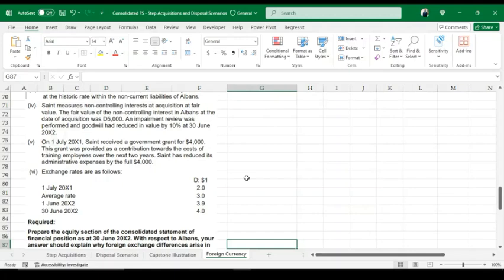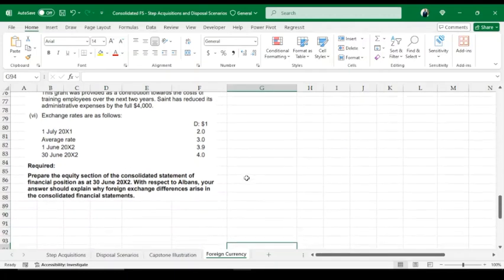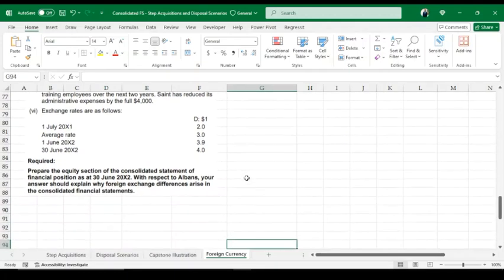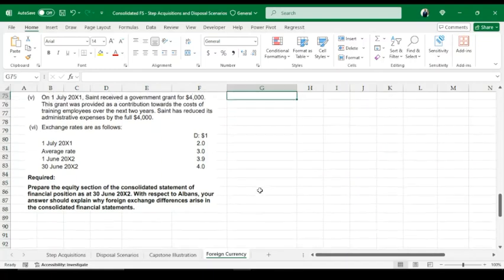Then the average rate is 3.1st June 20X2, the rate was 3.9, and on 30th June 20X2, the rate was 4.0. Required. Prepare the equity. So this is actually expecting us to prepare just a section of the consolidated financial statement, but we are going to prepare the entire financial statement. We are going to prepare the full-blown consolidated financial statements.